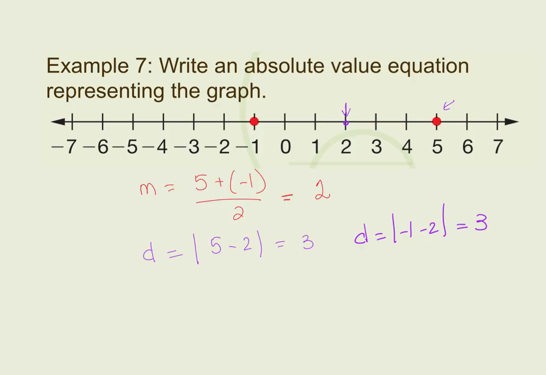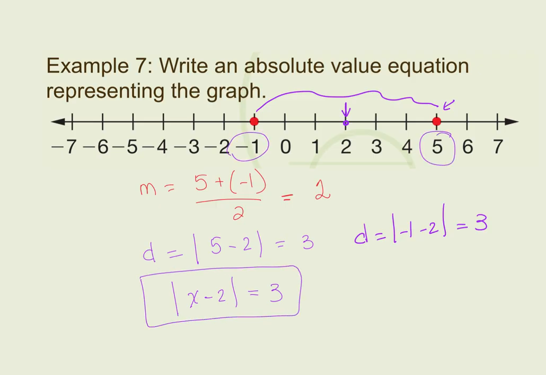So if we wanted to find an equation that represents this whole entire set of numbers, instead of using an endpoint there, you would say, well, the absolute value of x minus 2 equals 3. And if you were to solve this back, you would get those two endpoints. So this equation represents this graph right here.